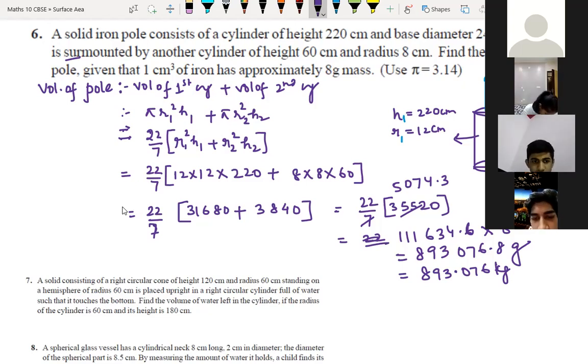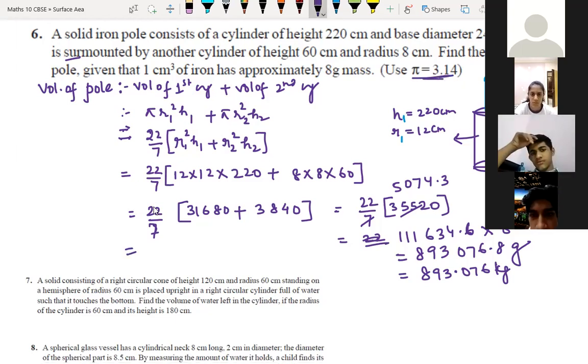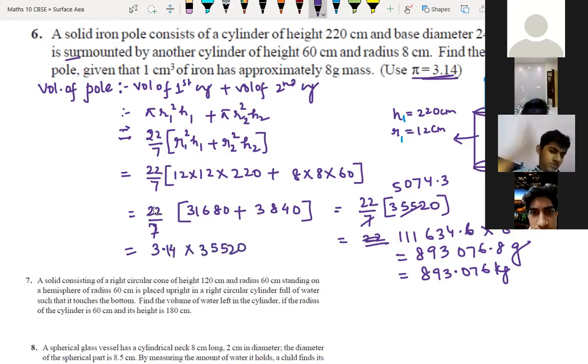So where did we make a mistake? I'm saying the pi value is there, right? If we divide 22 by 7, we will get 3.14. In the question they have given 3.14, that's why the answer is coming with a bit of difference. The point may differ here and there, but the answer is correct. You can multiply 3.14 into 35520, then multiply by 8 grams. Understood, children? You will get the same answer.